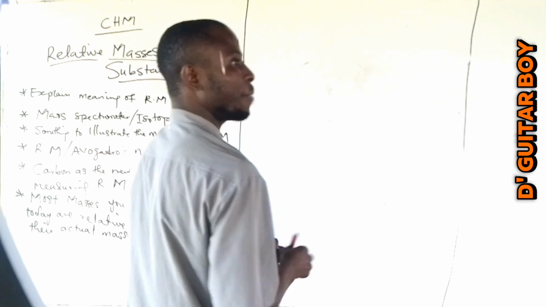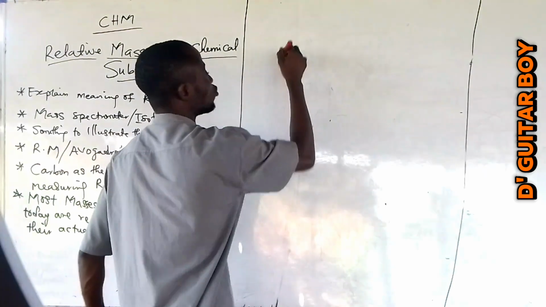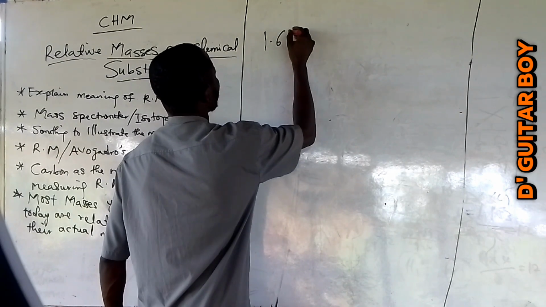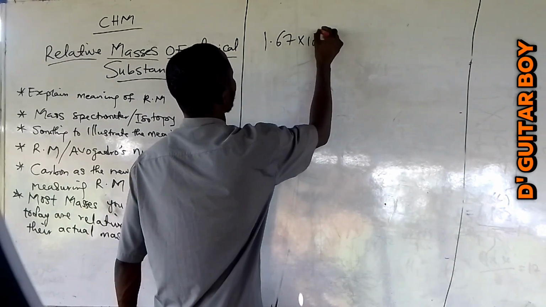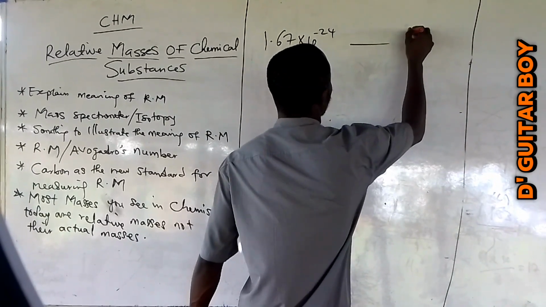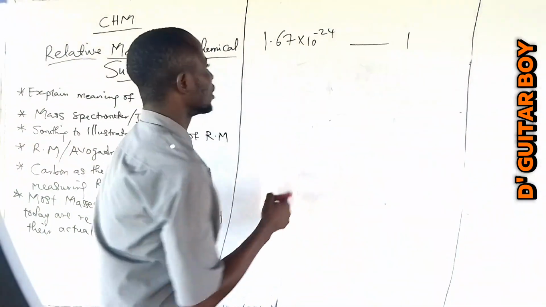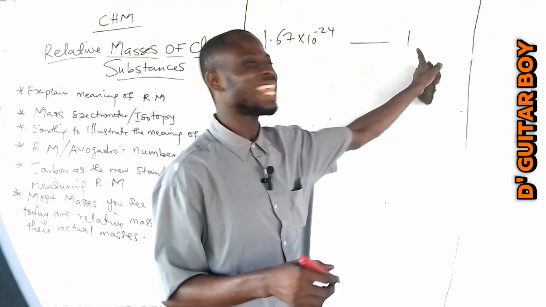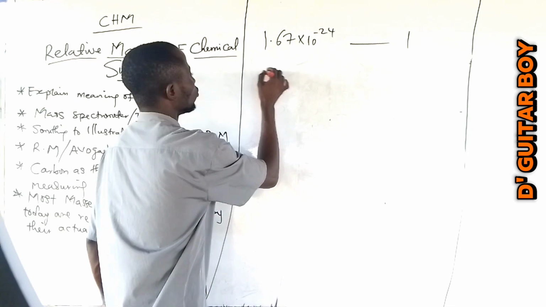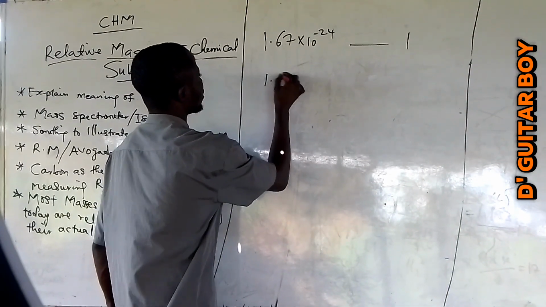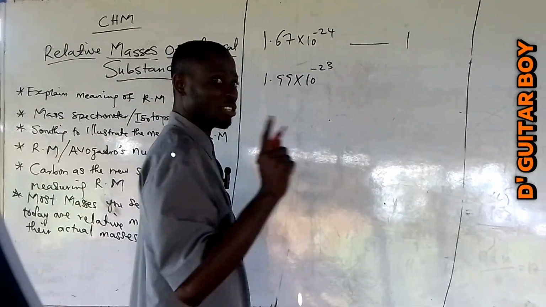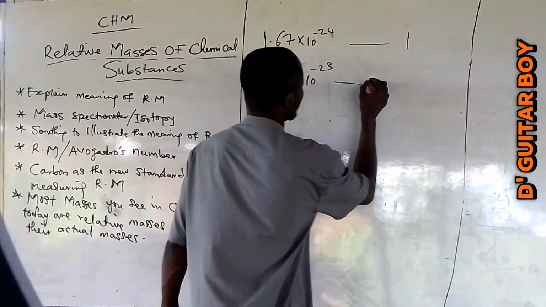Now, the actual mass of hydrogen, which is the reference point, is 1.67 times 10 raised to power minus 24. They now say let the mass of hydrogen be 1. These are small, as is this mass, so they say let it be 1. Now, the mass of carbon is 1.99 times 10 raised to power minus 23. This is the actual mass of 1 atom of carbon. What will you now give to it?